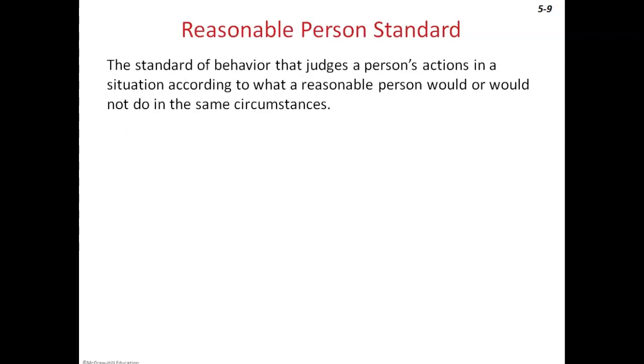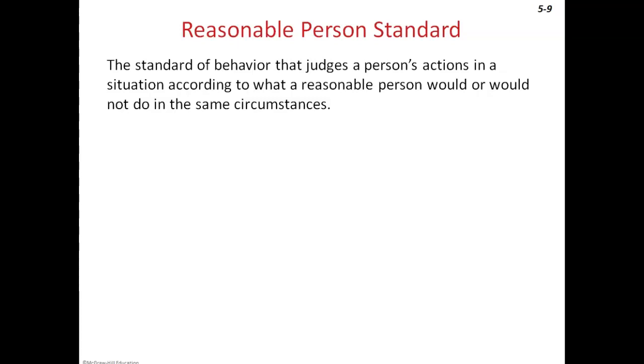We are responsible for our actions or our failures to act under the reasonable person standard. This is a standard of behavior that judges a person's actions in a situation according to what a reasonable person would do under similar circumstances. That's why we may be charged with negligence. If they're injured because we failed to perform an act, or we did perform an act without the proper level of care, we are negligent.